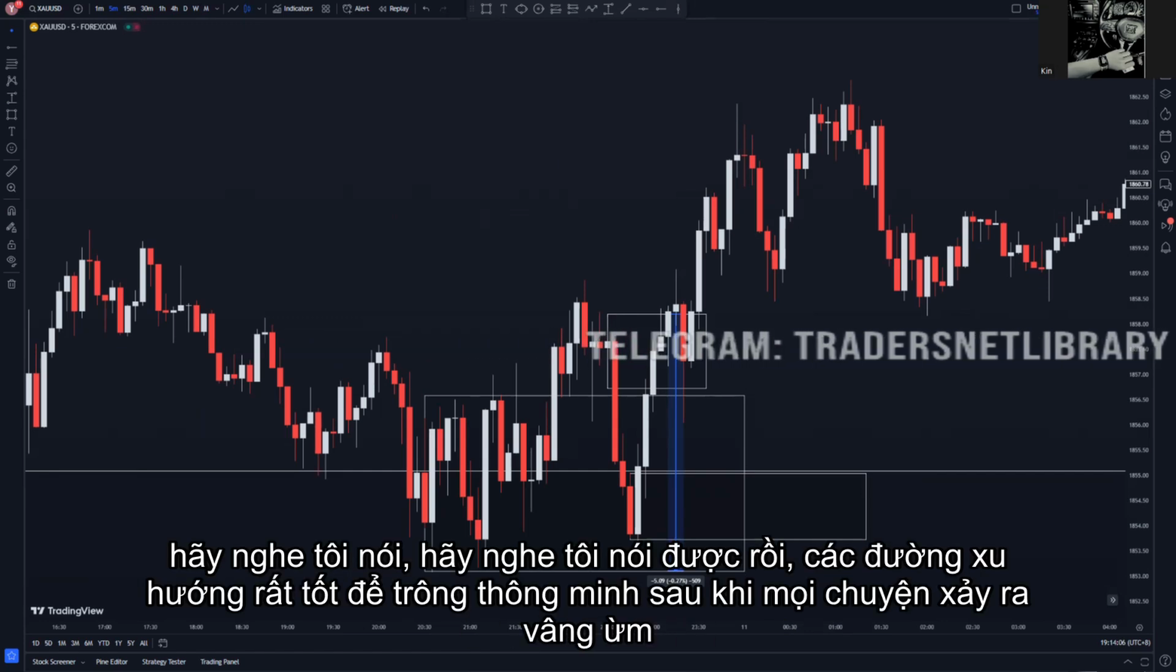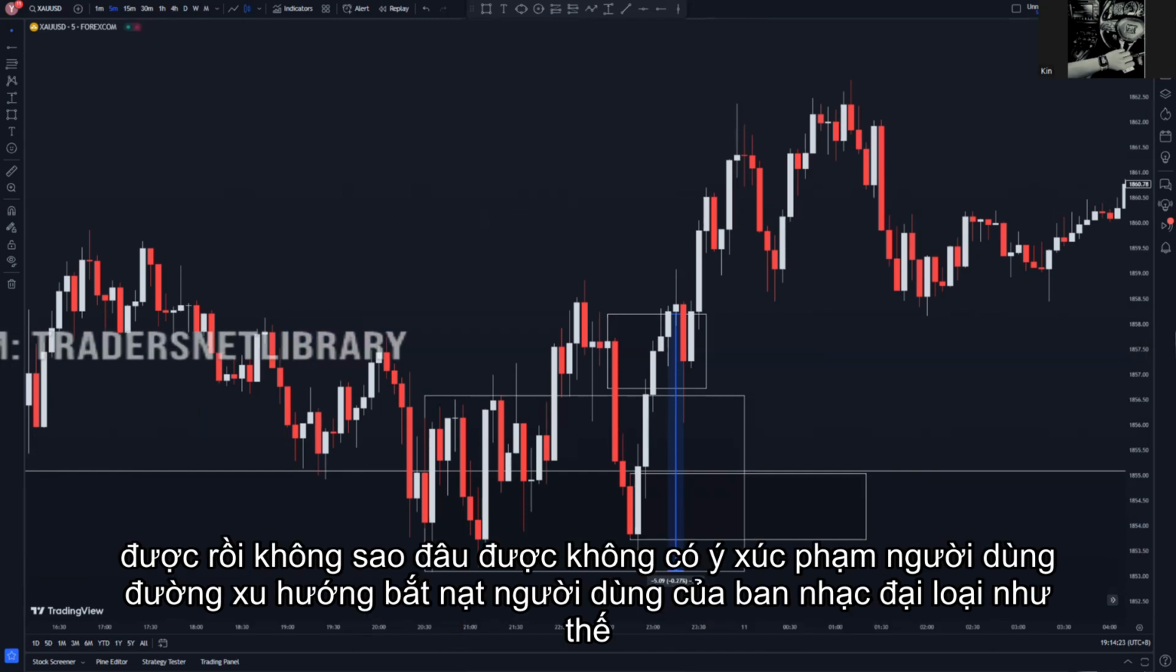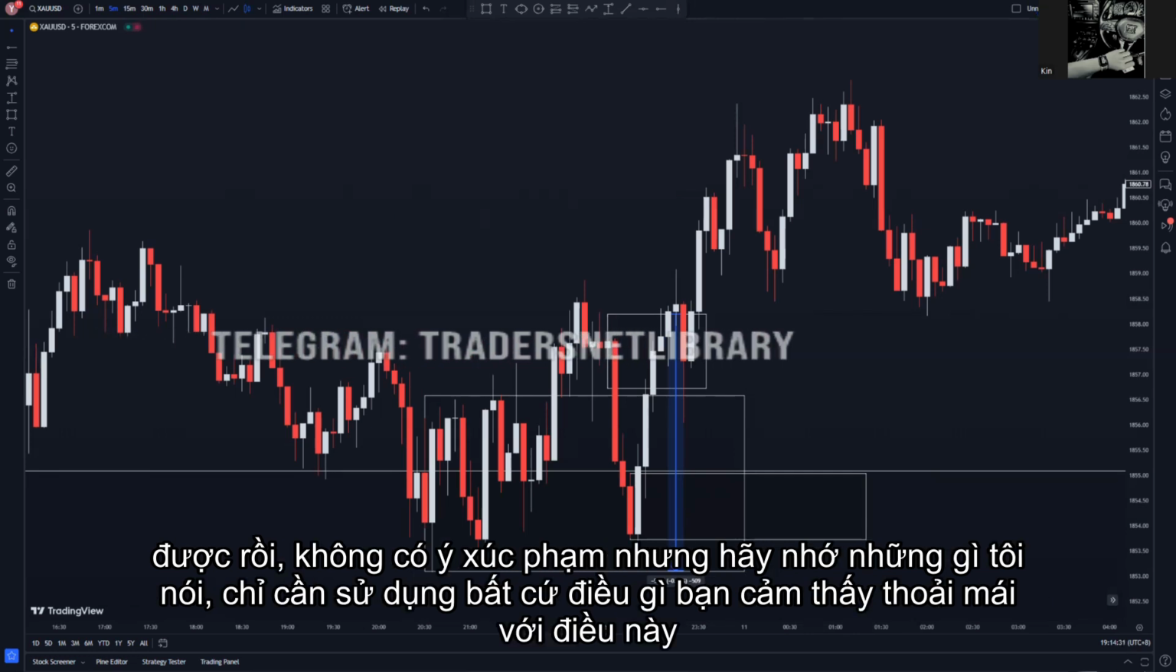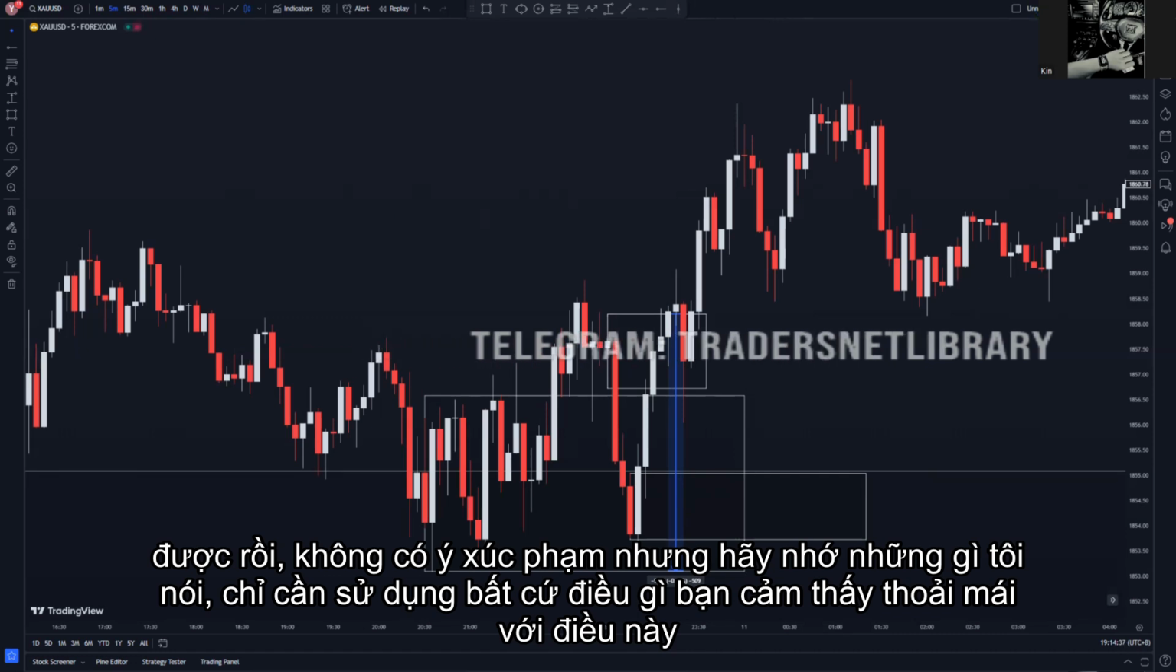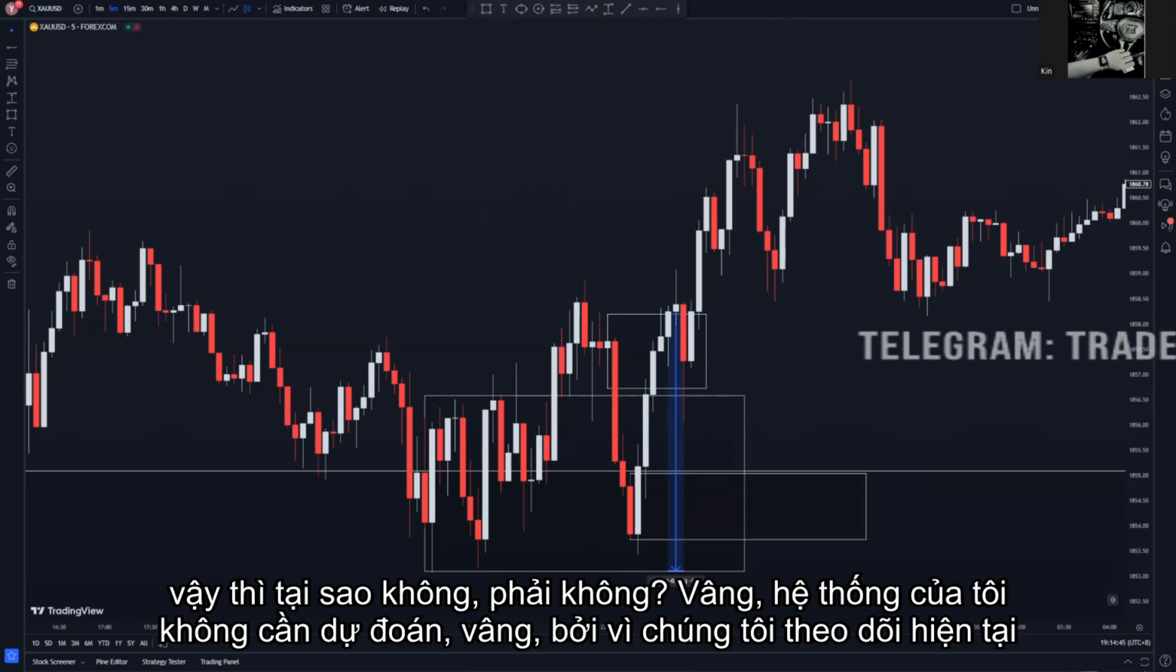Okay guys, hear me out. Trend lines are good to look smart after things happen. Hear me out, it's okay for you guys to use trend lines or something like that. No offense, trend lines users, Bollinger Bands users. But remember what I say, just use whatever you feel comfortable with, with that strategy. If you're comfortable using only the engulfing trading system like I did, why not?